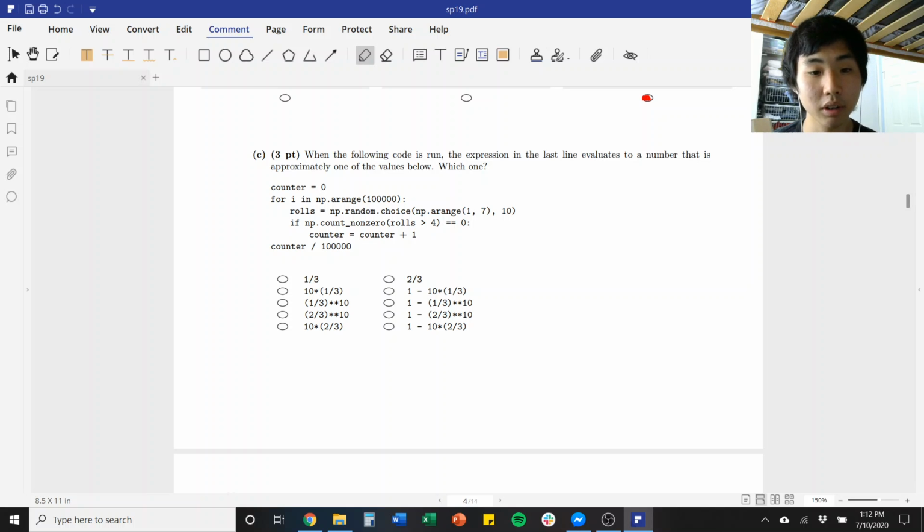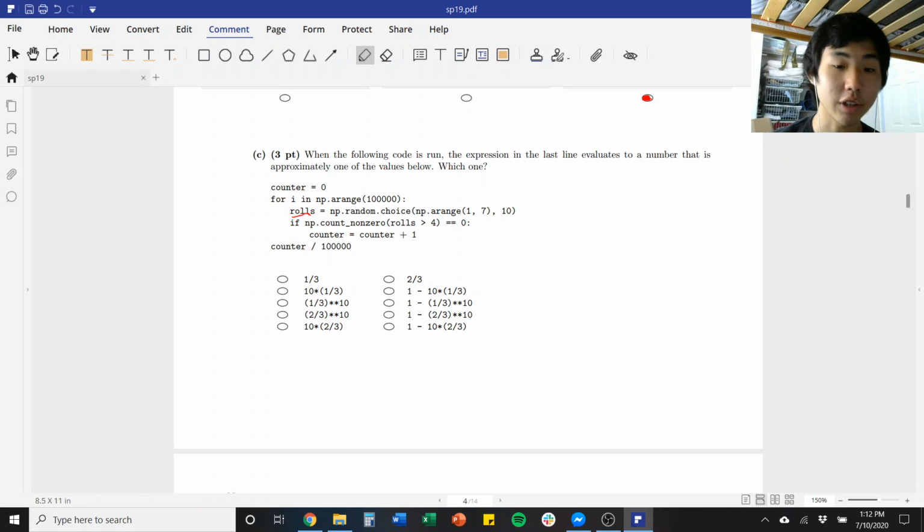Okay, so rolls equals np.random.choice(np.arange(1, 7), 10). And so what that means is that we are drawing 10 times from an array with the numbers 1 through 6 in it, which is basically like a 6-sided die. And that's why it's called rolls, because we're rolling a 6-sided die 10 times.